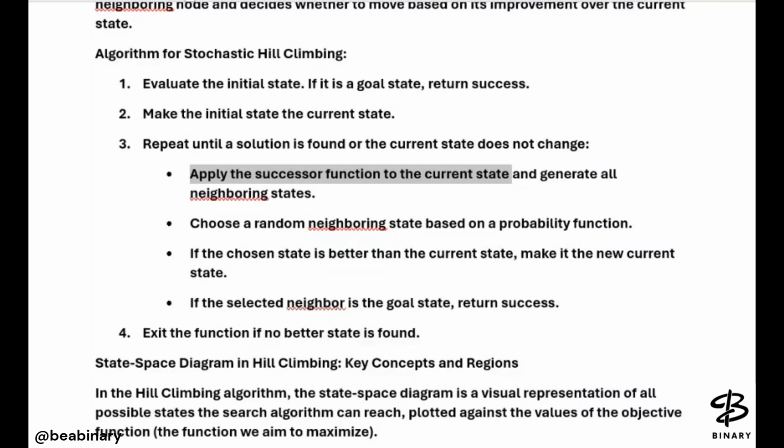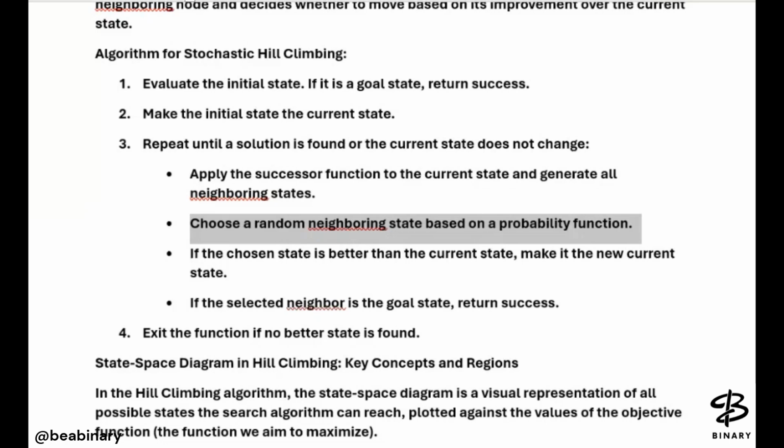First, in the iteration, we will search for the successor. We will apply the successor function, and we will generate all the neighboring states of the current state. Then in the next step, we will choose a random neighboring state based on our probability function. So here we first use the successor function for generating all the neighboring states. Then we use the probability function to choose any random neighboring state, right?